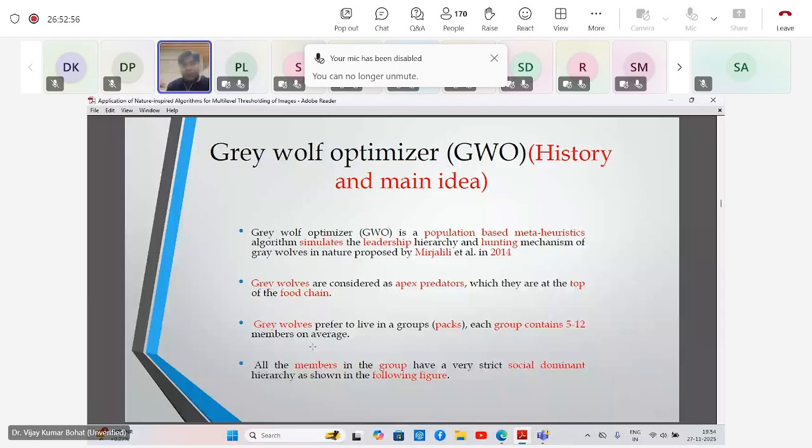But this particular algorithm was proposed in 2014, and the framework and the equations involved in it are very easy. One of the more important qualities that makes researchers find it easy to use is that the number of tuning parameters is almost none.